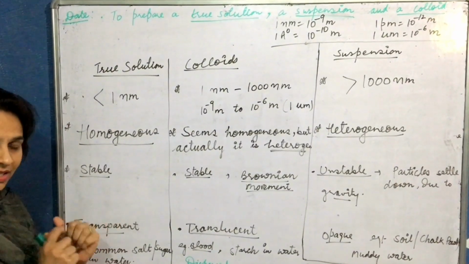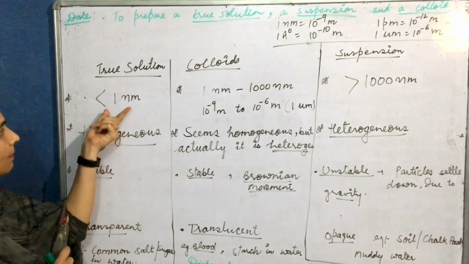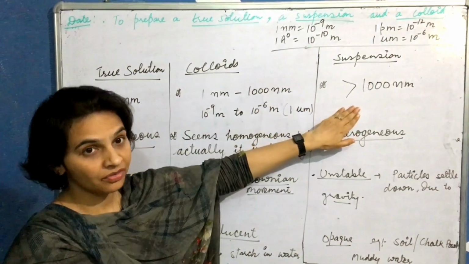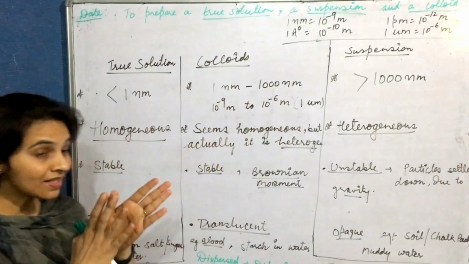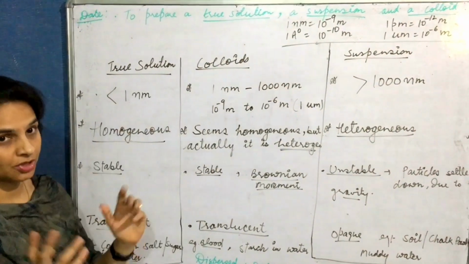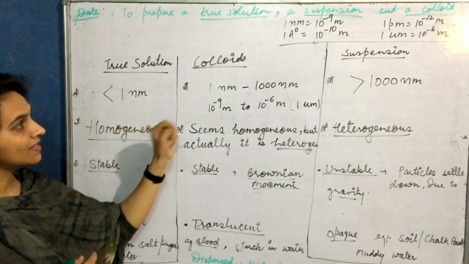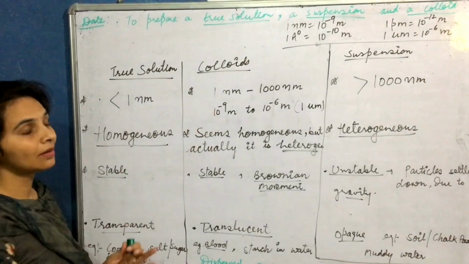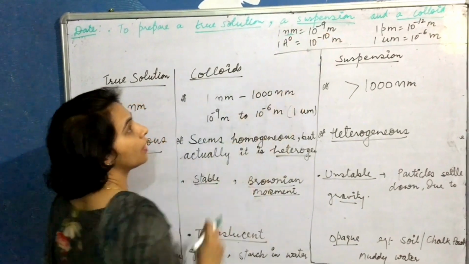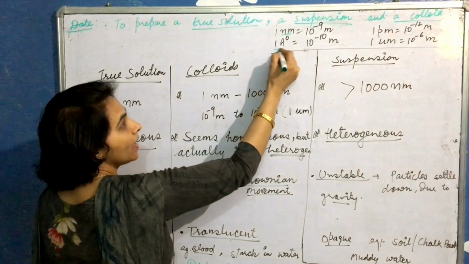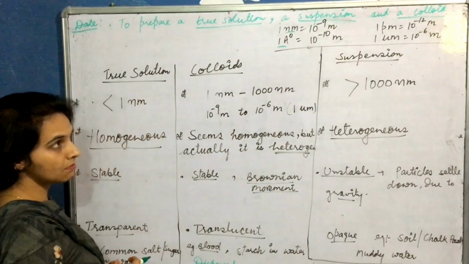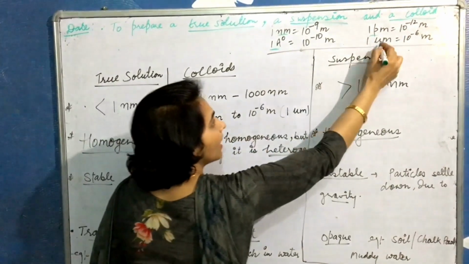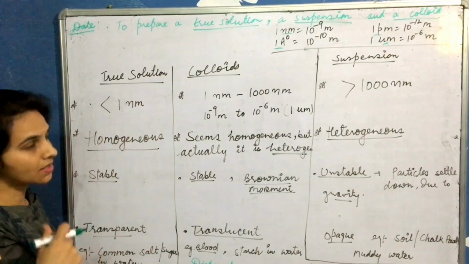Why is it so clear? Because the particle size is very small. If particle size is very large, then suspension. If the particle size is in between true solution and suspension, like if the particle size is between 1 nanometer and 1000 nanometer, what is nanometer? 1 nanometer is equal to 10 raised to the power minus 9 meter. 1 angstrom is 10 raised to the power minus 10 meter. 1 picometer is 10 raised to the power minus 12 meter. And 1 micrometer is 10 raised to the power minus 6 meter.